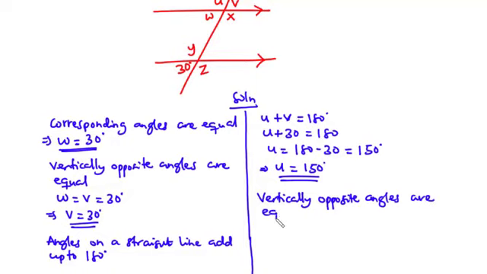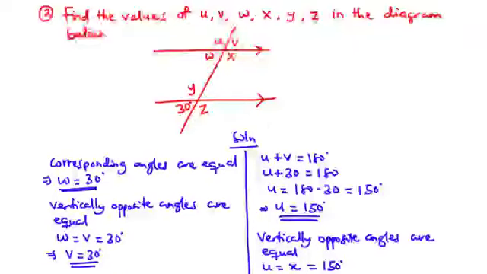Vertically opposite angles are equal, so that U is equal to X is equal to 150 degrees. X is equal to 150 degrees. Now we know the value of U, V, W, and then X. We need to find the values of Y and then Z.